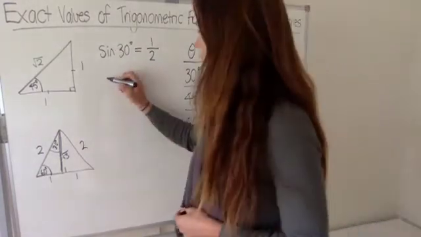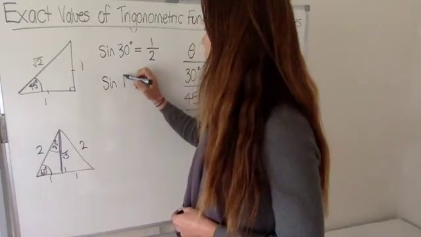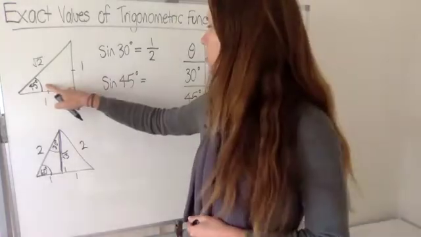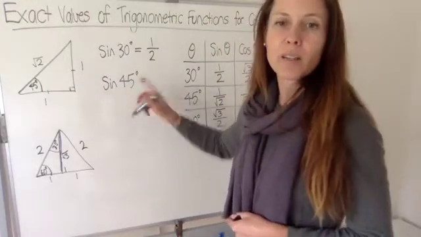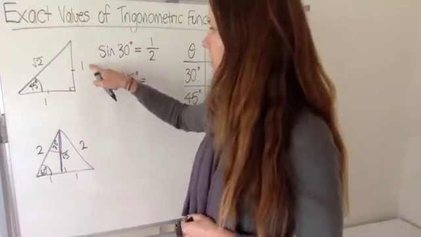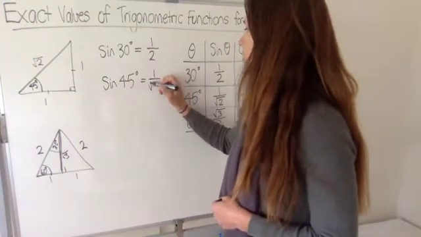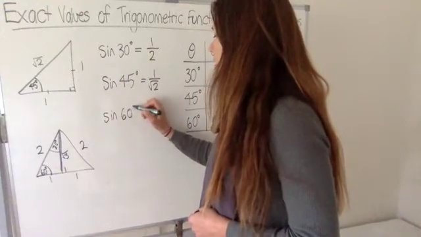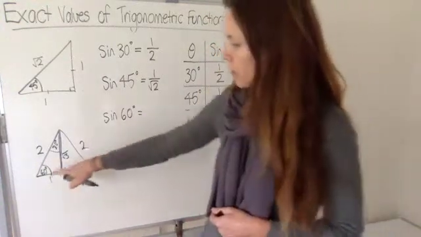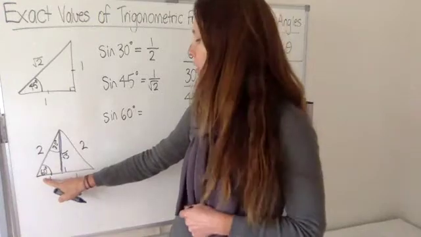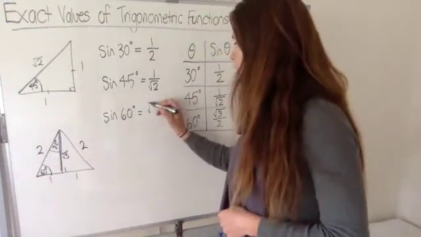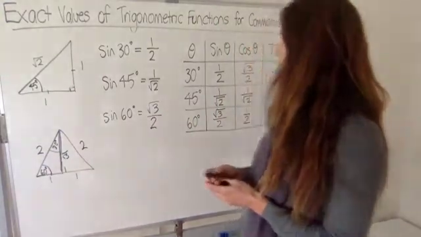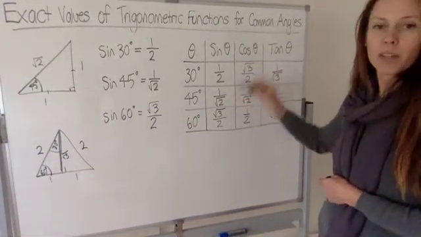All right, now if I was to work out the sine of 45 degrees, I'm going to use this picture because I've got a 45-degree angle. And again, sine of theta is opposite over hypotenuse, so I have 1 over root 2. And if I want to figure out the sine of 60 degrees, again, I'll find a 60-degree angle, I'll use this picture, and I'll say it's opposite over hypotenuse.